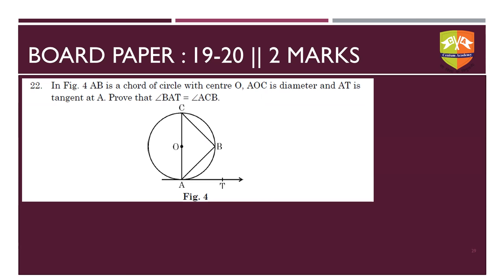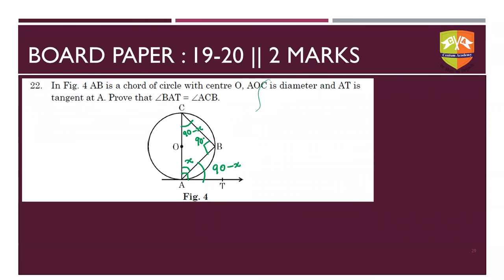This question's done. This is easy. So how to do this one? AC is the diameter, so clearly this is 90 degrees. Yes or no? And if this angle is X and this angle is 90 degrees as well, so this angle is 90 degrees minus x, and this angle is also 90 degrees minus x. Clear? So BAT is equal to ACB.